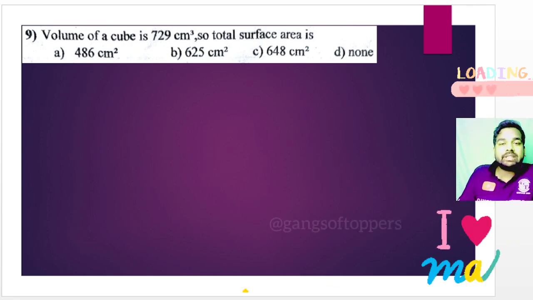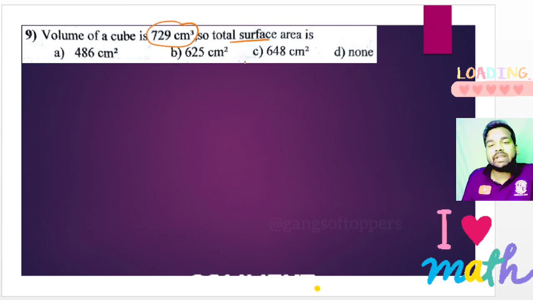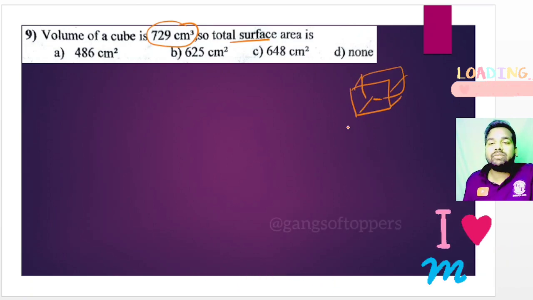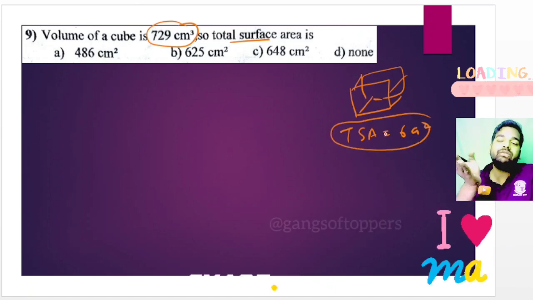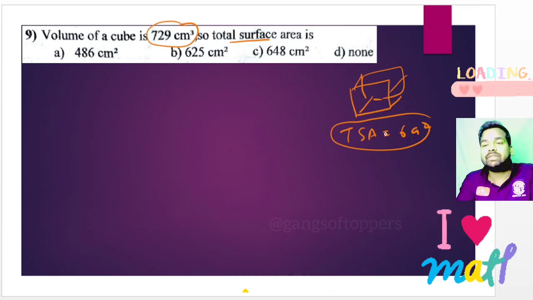Now, the next question is about the volume of a cube. The volume of the cube is given, and you are going to find the total surface area of the cube. So make the diagram, this is a cube. What is the formula of total surface area? The total surface area is equal to 6a square. Why? Because a cube has 6 sides. If the area of one side is a square, then we have 6 sides, so multiply by 6 and you get the total surface area of the cube.